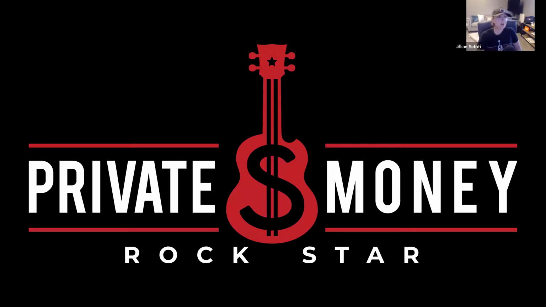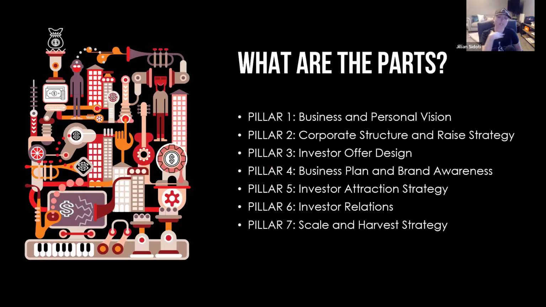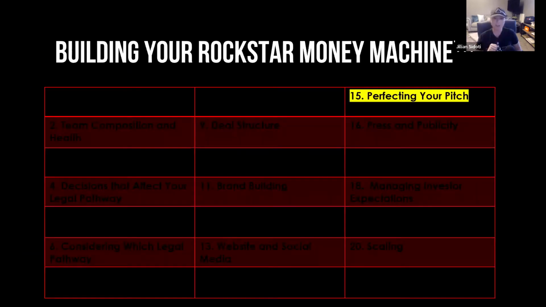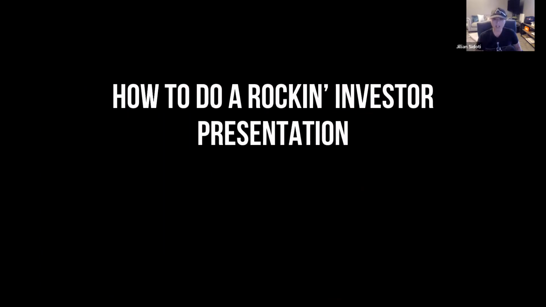It's free. So tonight, what we're going to focus on, and what that quiz takes you through, is building a rockstar money machine. I've identified that there are 7 pillars to a rockstar money machine. Obviously, we don't have time to go through all of them. Of the 7 pillars, there are 21 steps, and we're going to talk about just one of them. We're going to talk about perfecting your pitch and how to do a rocking investor presentation.